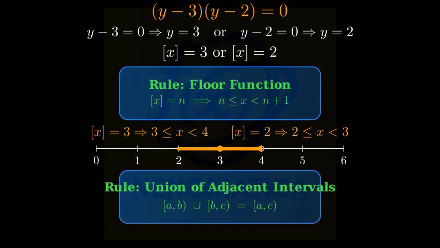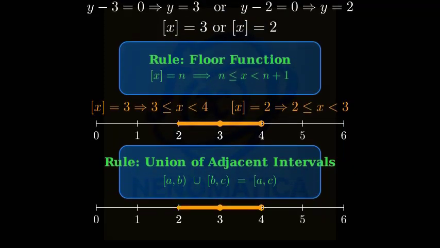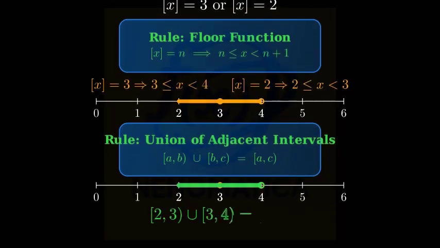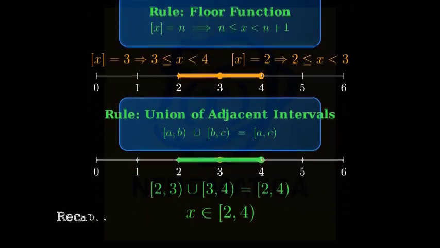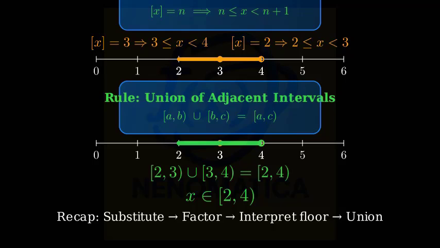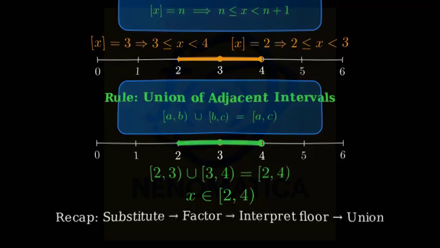Recap. Substitute the floor by y. Factor the quadratic. Translate each y value back into a floor interval for x, and then take the union. That yields the final interval from 2 to 4, not including 4.